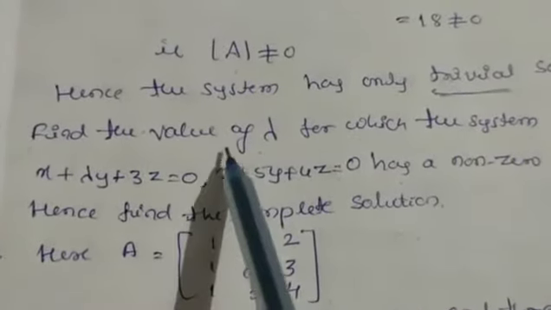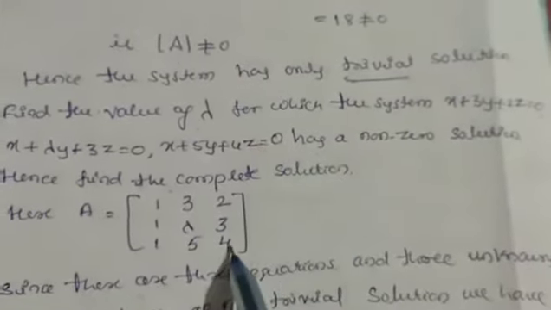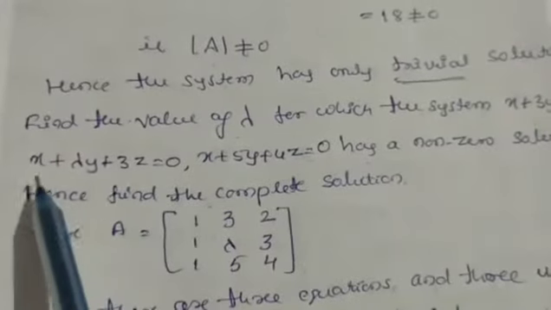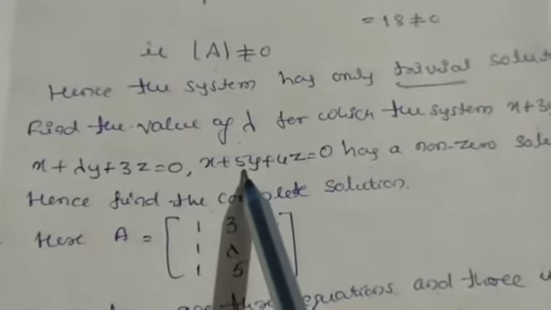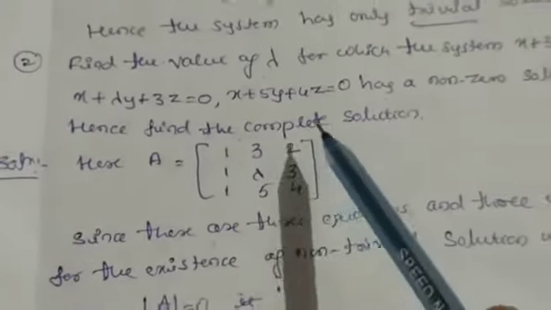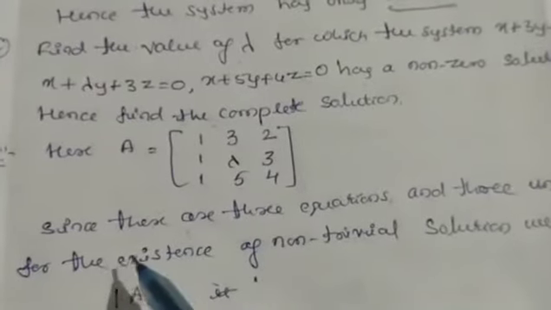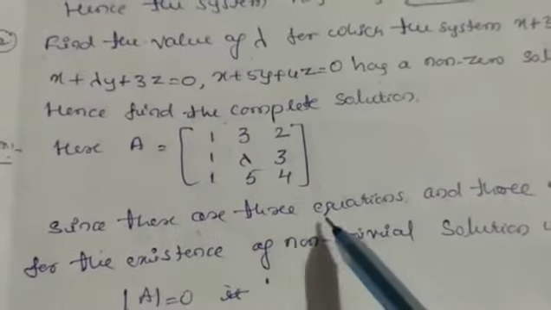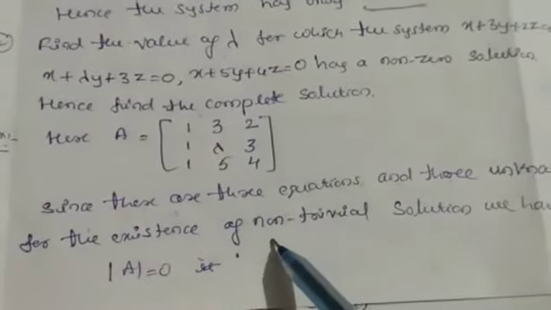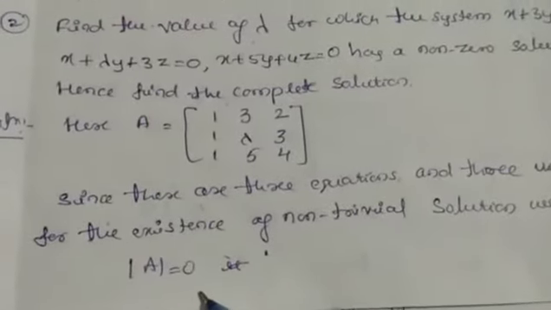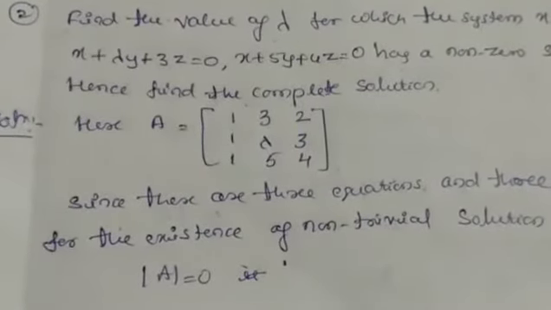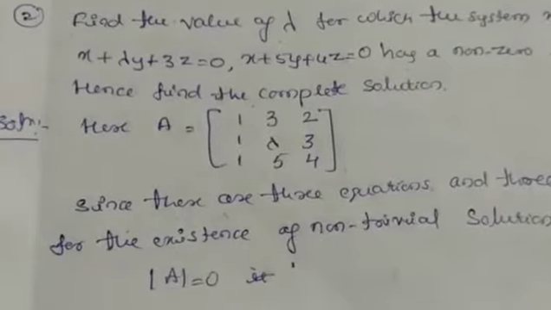So here you write the coefficient matrix of this system. The first equation has coefficients 1, 3, 2. In the second equation the coefficients are 1, lambda, 3. And in the third equation the coefficients are 1, 5, 4. So what is given here? It has a non-zero solution, meaning a non-trivial solution. Since there are 3 equations and 3 unknowns, for the existence of a non-trivial solution we need determinant of A equal to 0. This I told you: the system has a non-trivial solution only when determinant of A is equal to 0.